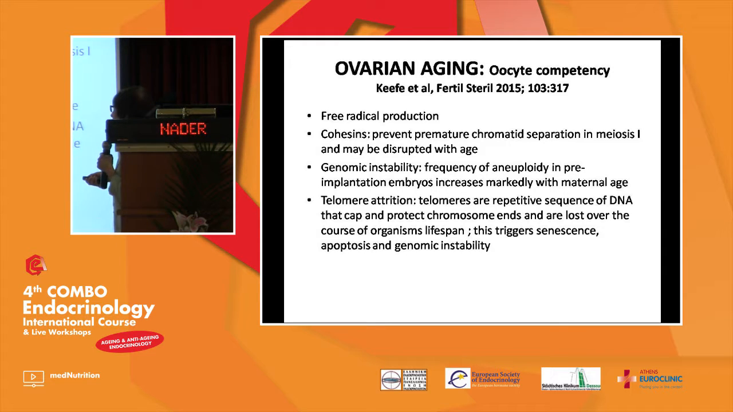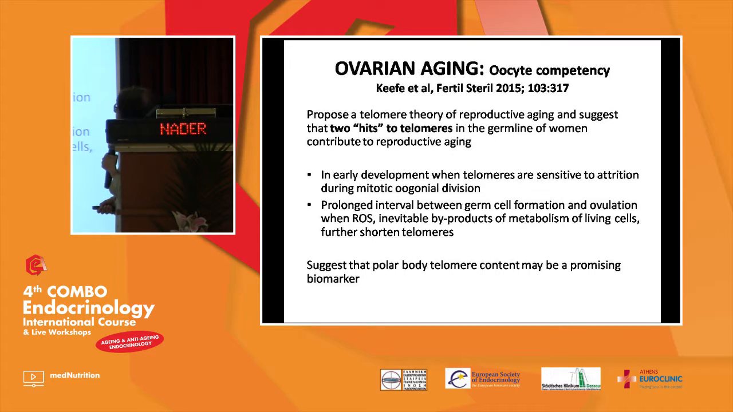The telomere attrition. Telomeres are repetitive sequences of DNA that cap and protect the chromosome ends and are lost over the course of an organism's lifespan. And this triggers senescence, apoptosis, and genomic instability, as you know. And they proposed a telomere theory of reproductive aging. And here's what they said.